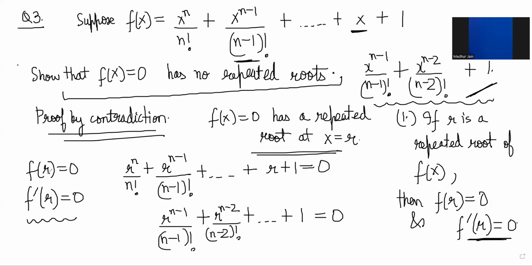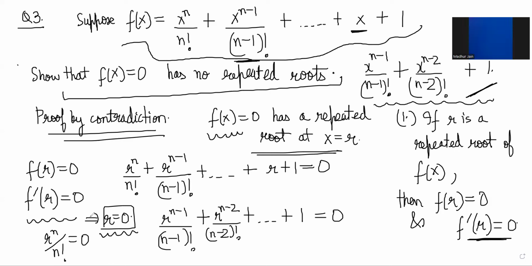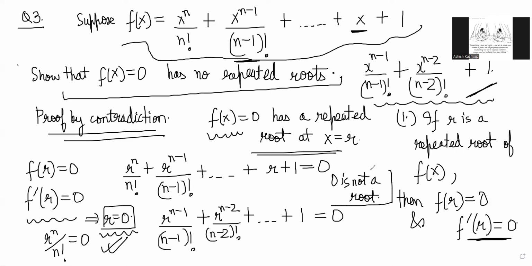Since both are 0, these two equations are true, then you can subtract them and you are getting r power n by n factorial is 0, which implies that r is 0, right? Correct? So the only way this function can have a repeated root is if the repeated root is 0. But actually, 0 is not even a root of the original function. So we are getting that r is 0, repeated root is 0, but 0 is not a root actually, right? So that is a simple contradiction.